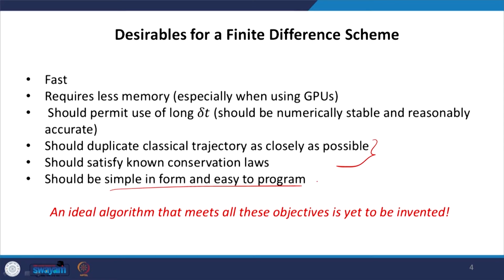So, it turns out that an ideal algorithm that meets all these objectives to sufficient precision is yet to be invented, and we always make some compromise one way or the other, depending on the application that we have in mind or the machine we are working with. We really have to choose an algorithm that is best out of the possibilities, and there is no one algorithm I can say that can meet all the objectives in all possible applications or all possible architectures.